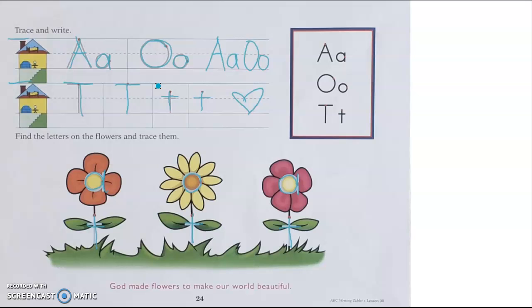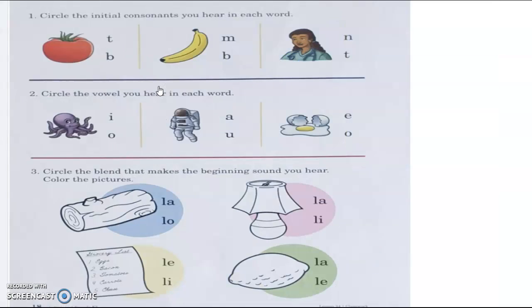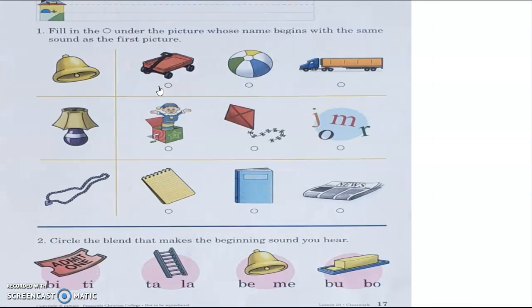All right, sweet friend, let's look at our next seat work page. I'm going to look at the back page real quick. Letters and sounds, page 17 and 18. Number 1 says, fill in the circle under the picture whose name begins with the same sound as the first. So here we have a picture of a bell. Bell. I hear the b sound at the beginning.